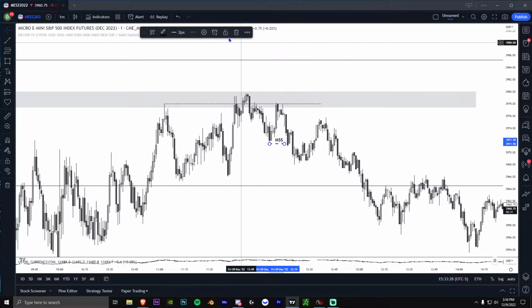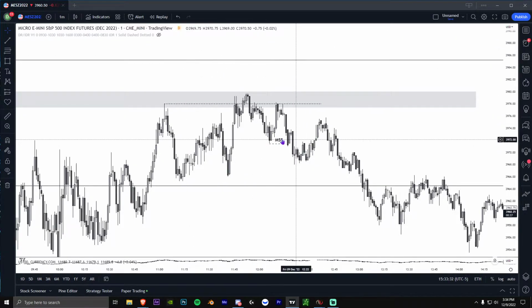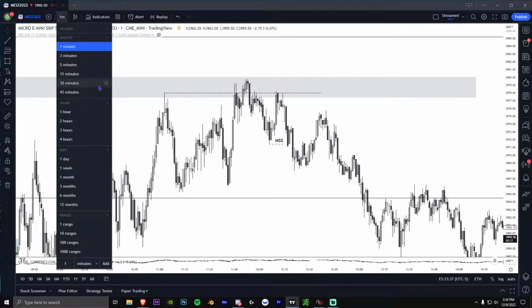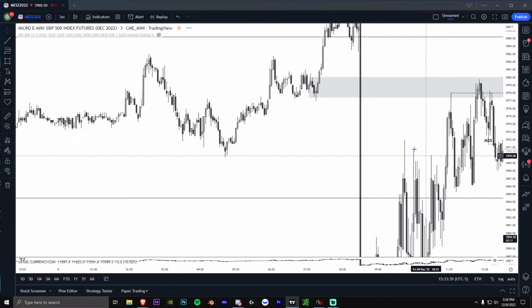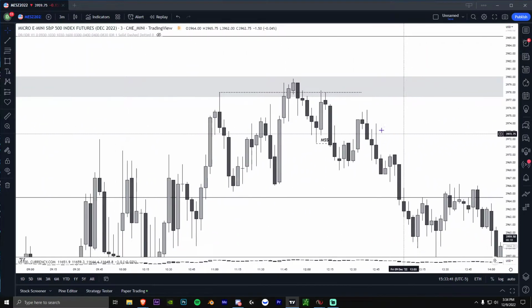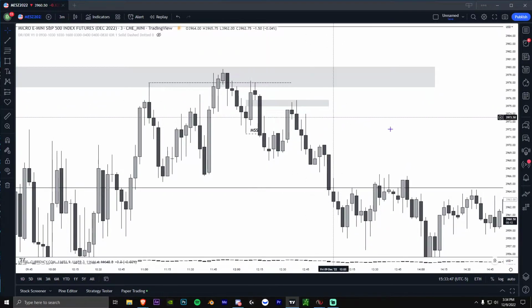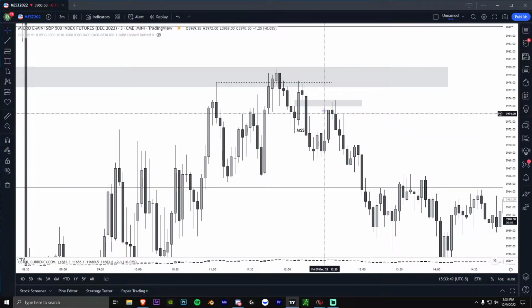So in this situation, you can see that we get this break of structure. You get this giant dump, and now you just go to the 3 minute, 2 minute, whatever, and try to see if there's a fair value gap. And sure enough, there is. In the 3 minute, there's a fair value gap. It's also a BPR a little bit. So this is the BPR right here, and that is absolutely perfect.